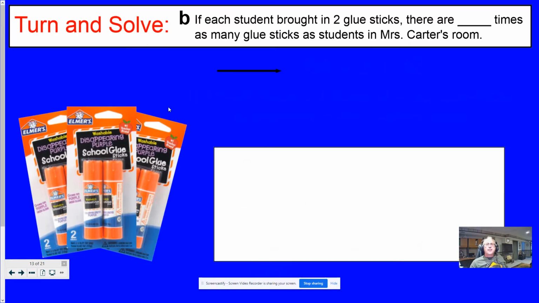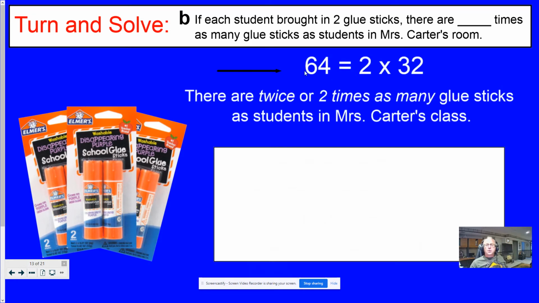So if each student brought in, so there are blank times as many glue sticks as students. So glue sticks to students. Okay, so if you think about this, there's 64. There are twice or two times as many glue sticks as there are students. And you've got to look at the wording on B. So I'm just going to go over this and show you that there are twice as many glue sticks as there are students.